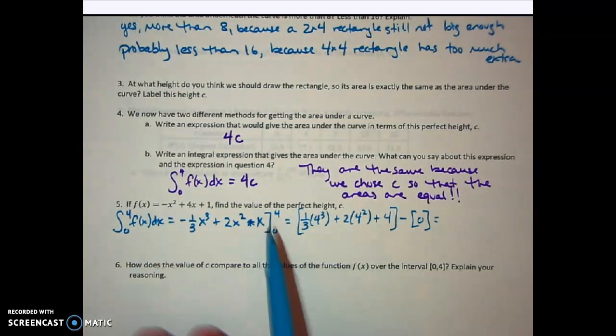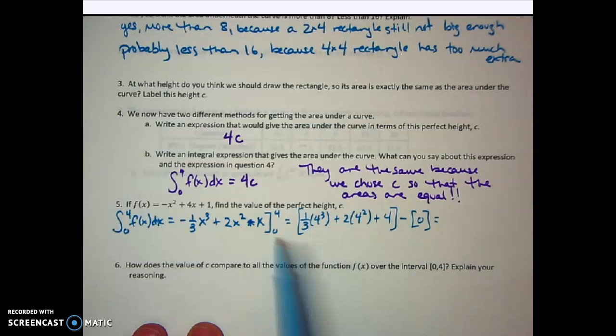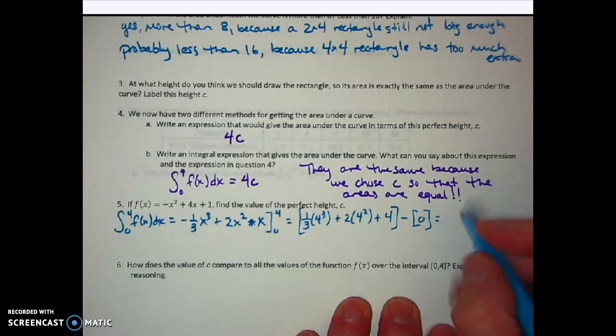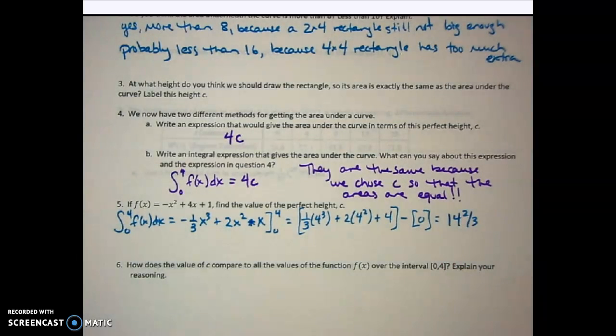Remember, to evaluate this, I'm going to plug in the 4 and evaluate it at the upper limit of integration. Minus, and I'm going to plug in the 0. And since each of these terms have 0, then obviously I'm going to be subtracting 0. And if I do all that handy-dandy math, I get that the area is 14 2/3.